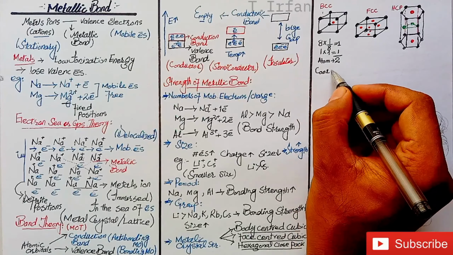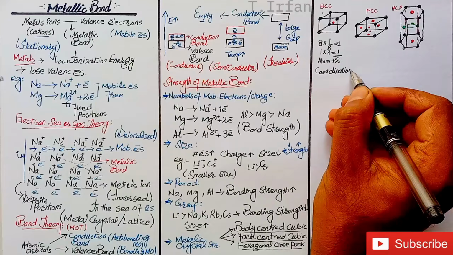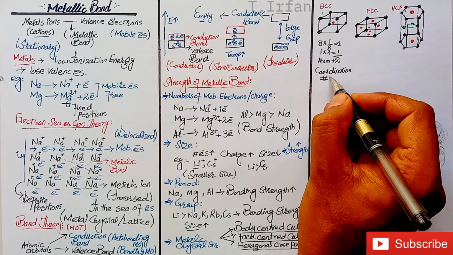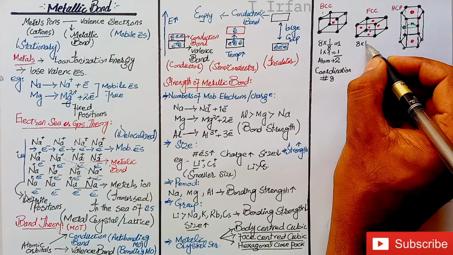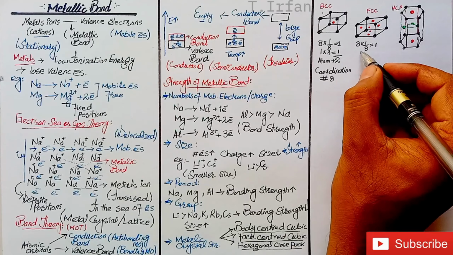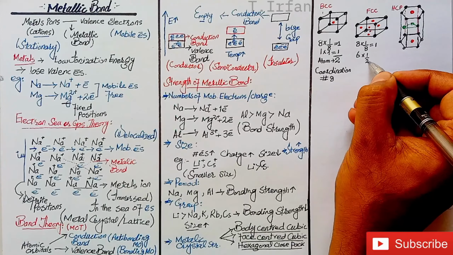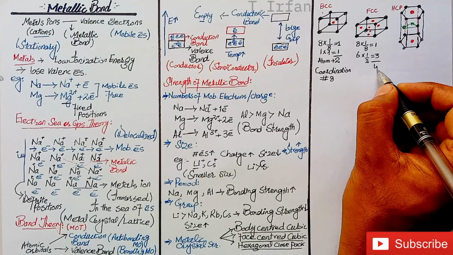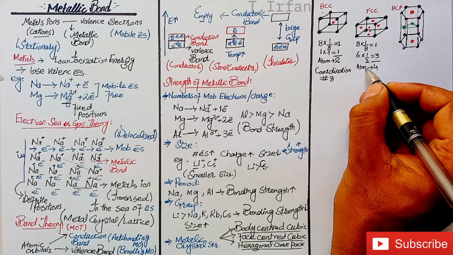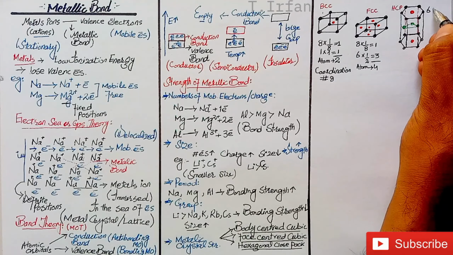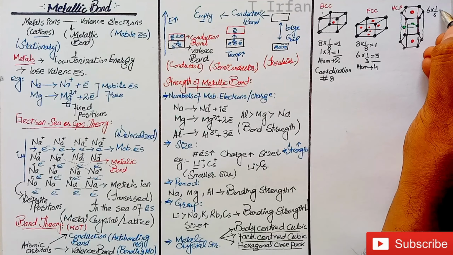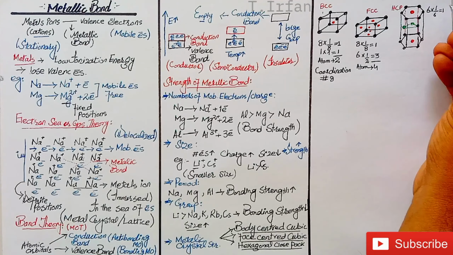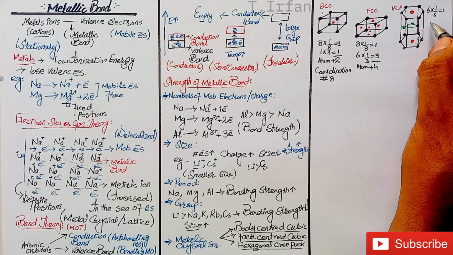Here, each atom is surrounded by 8 other atoms. So, this unit cell has coordination number 8. In face-centered cubic, there are 4 atoms in one unit cell, as one is being counted from 8 corners, and there are 3 atoms which are being counted from 6 faces, as each face is shared by other 2 unit cells.